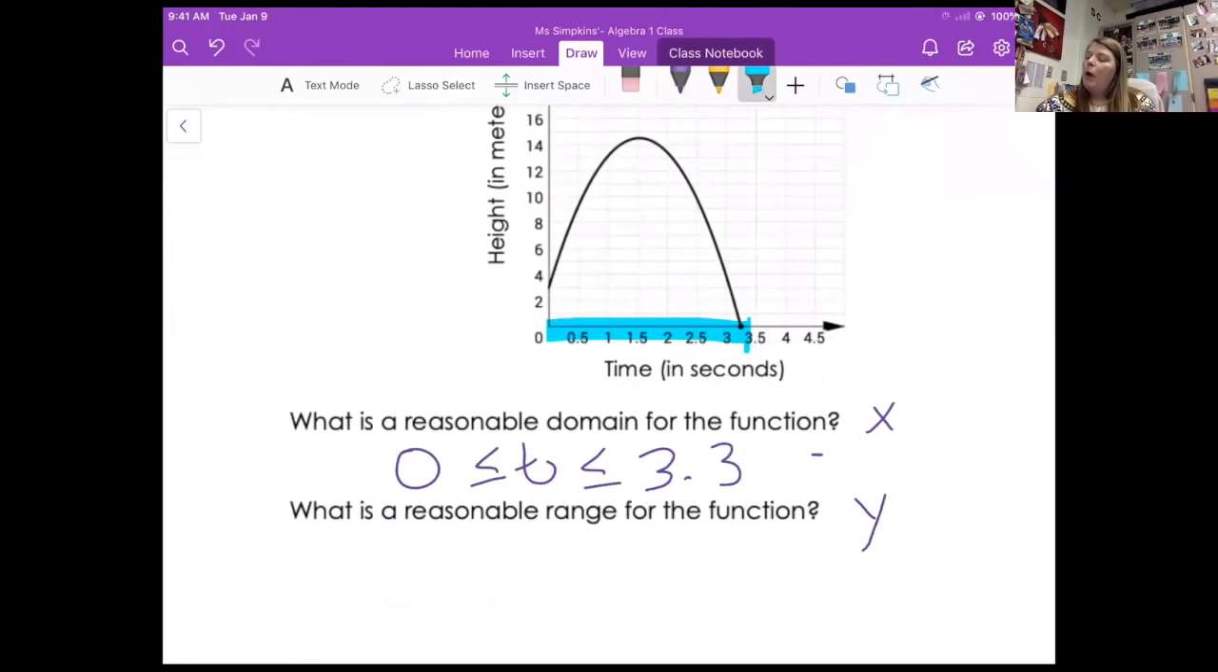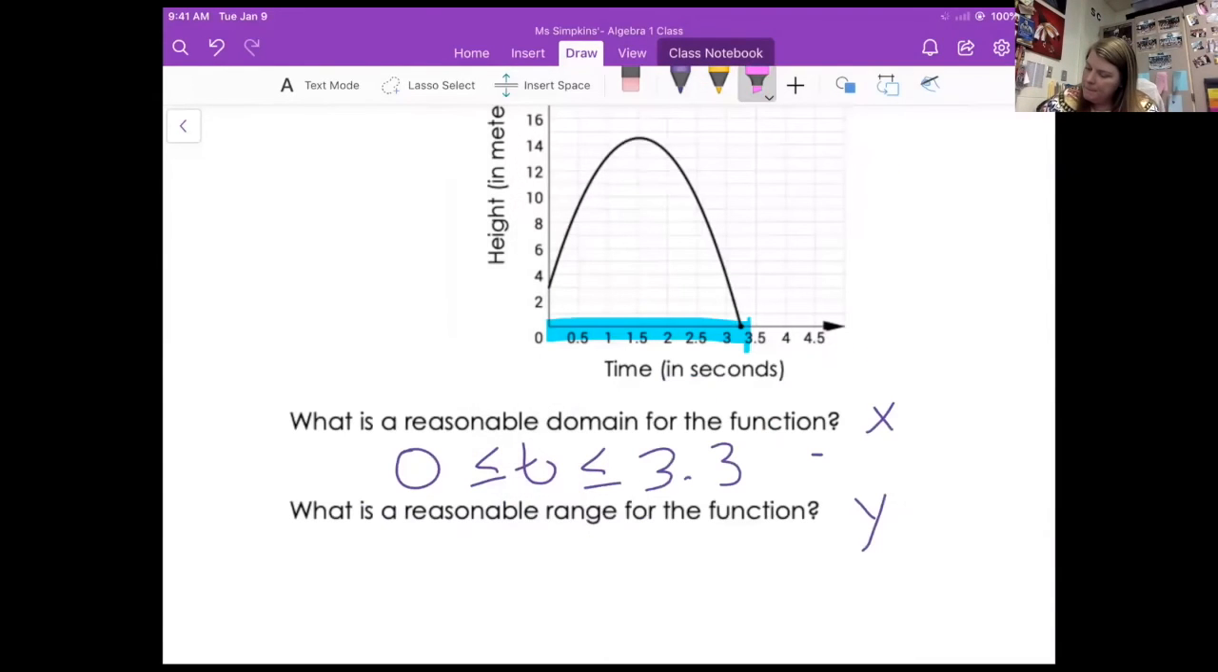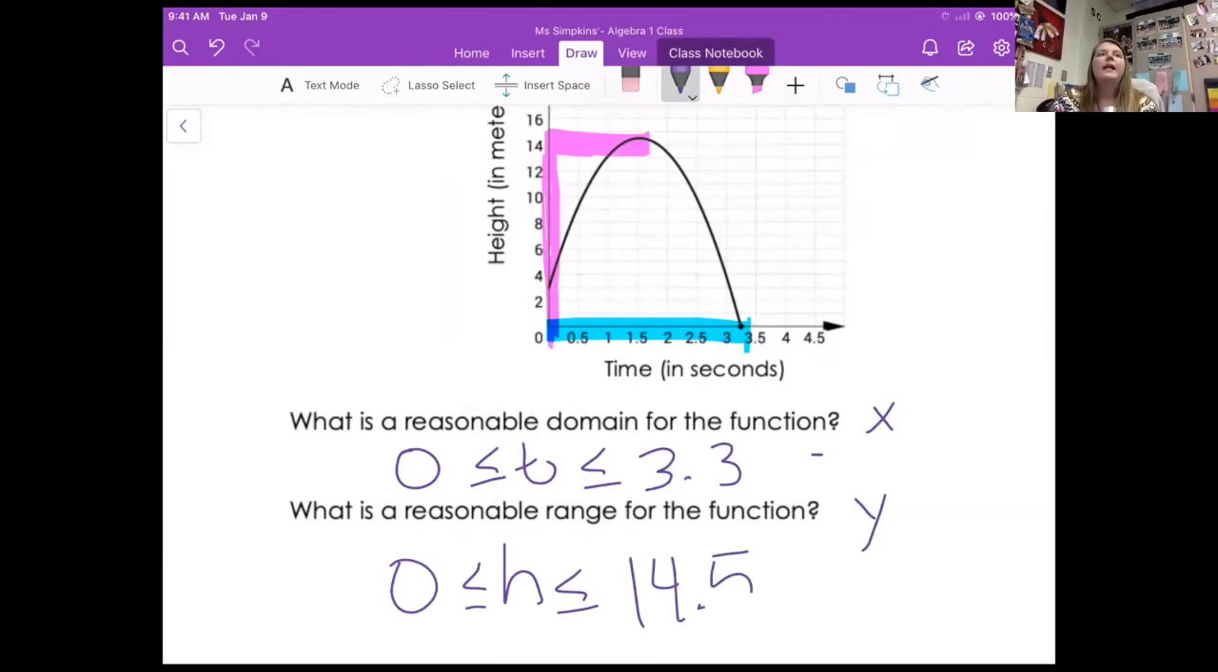So when we're talking about y, we're talking about our height. So what is the lowest height of the ball? 0, right? Eventually it hits the ground. What's the highest height of the ball? No, what's the highest height of that ball, guys? About what? 14 and a half. Sure.